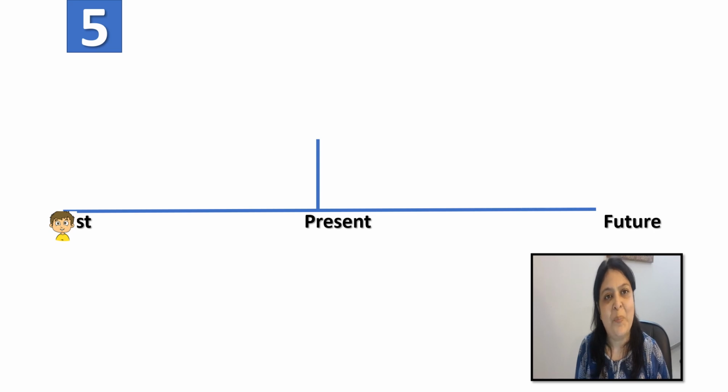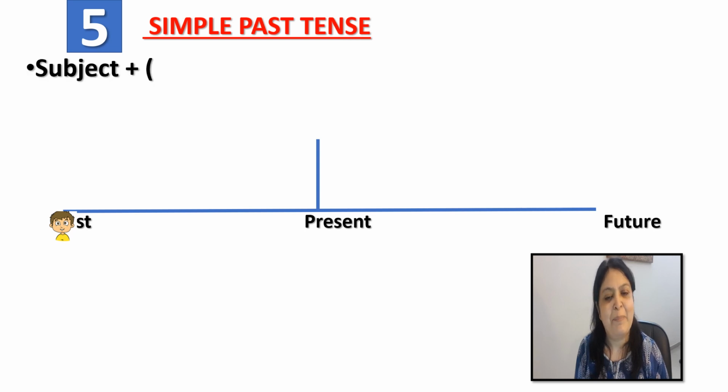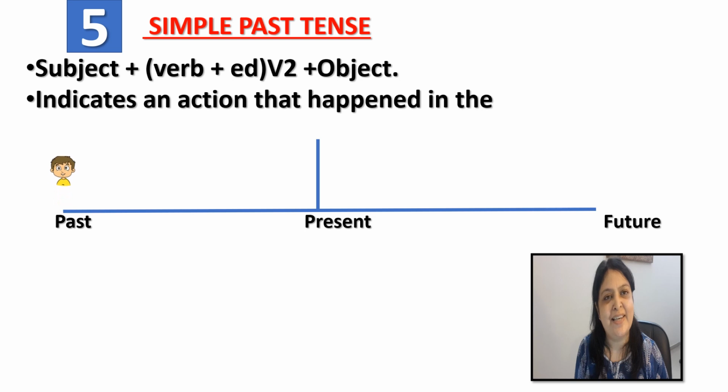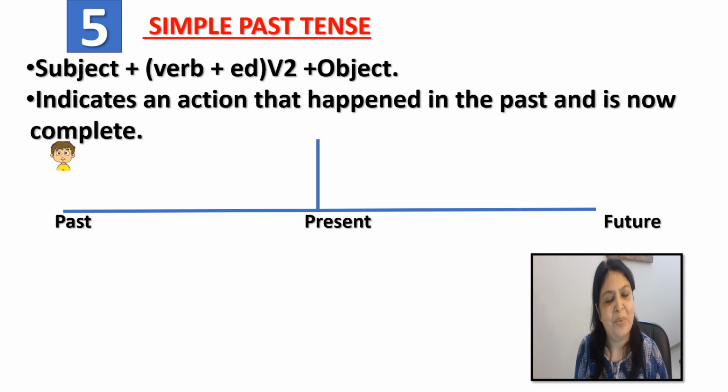Now let's go to past tense. Simple past tense. Simple past tense is subject plus verb plus ed plus object. It indicates, obviously we all know, it indicates an action that happened in the past and is now complete.